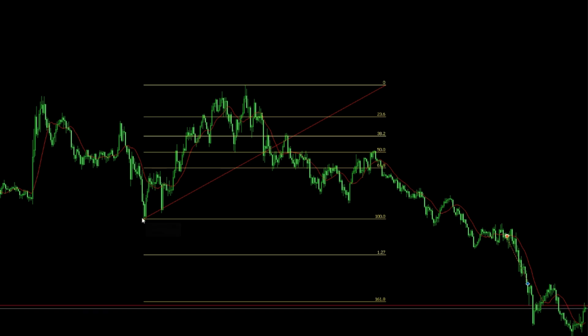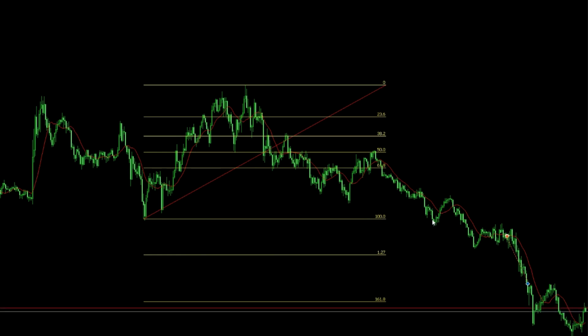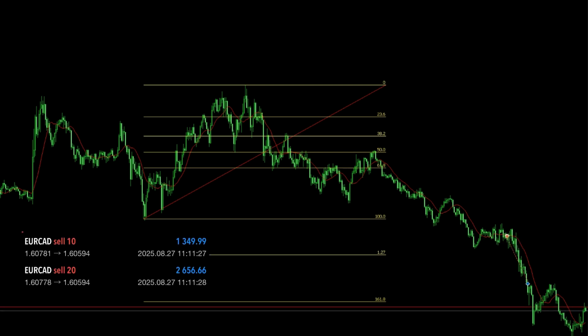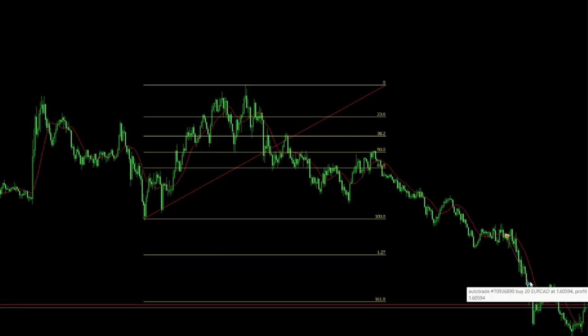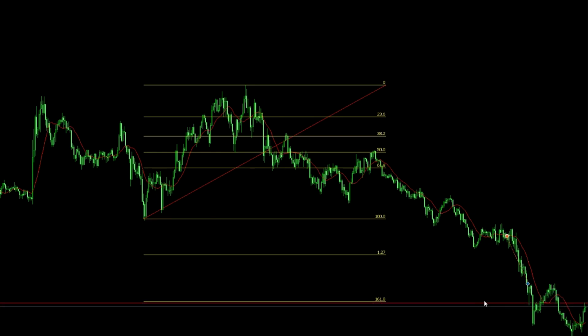Here we had our fractal. We measured it with Fibonacci. The ideal entry was here, but I actually entered slightly later because I spotted the setup a bit late. I placed 2 positions. One position with 10 lots, the second one with 20 lots. My stop loss was very tight, just above the last high. And as we can see here, my take profit was placed slightly before the Fibonacci 161 just to be conservative.